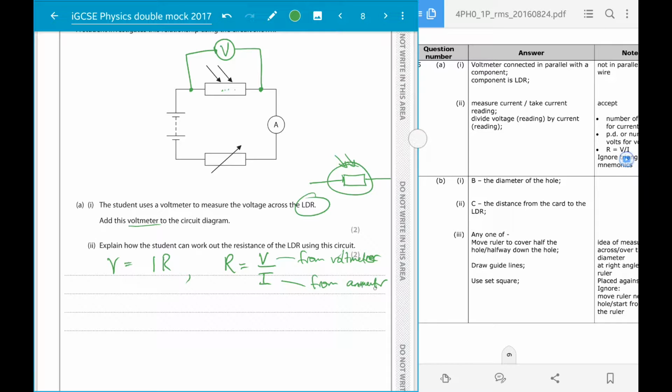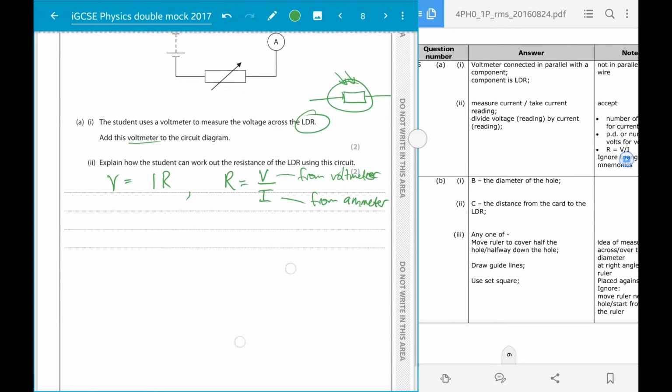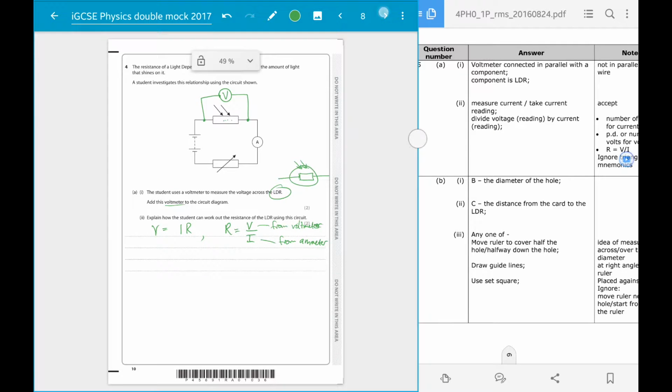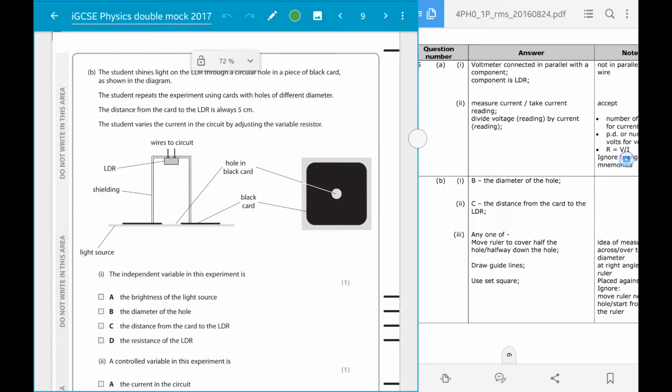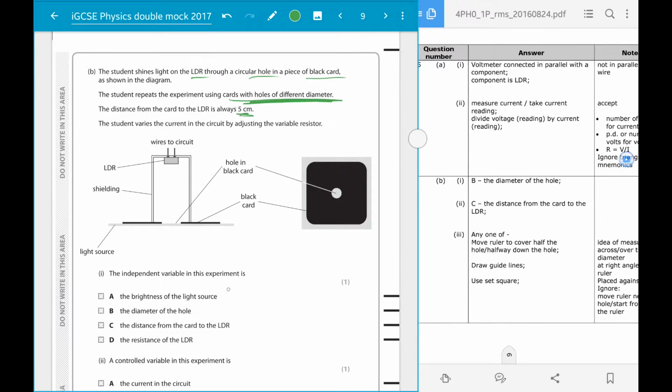And let me spell properly, from ammeter. So the next part of the question is part B. Student shines light on the LDR through a circular hole. And what you've got to do is look at this experiment and know what an independent variable is, what a controlled variable is. What are we changing?